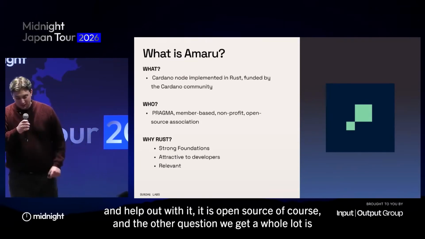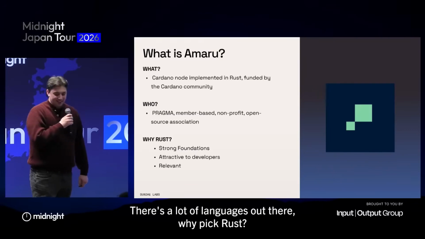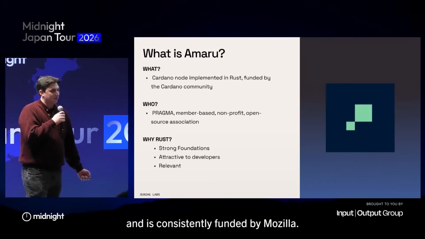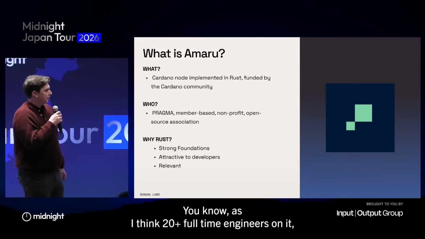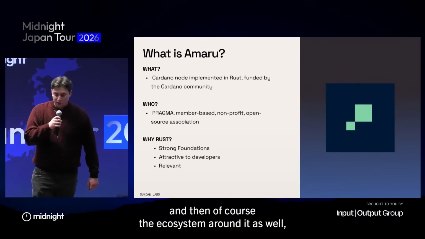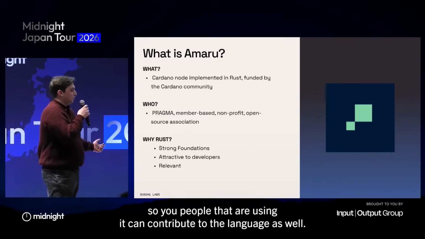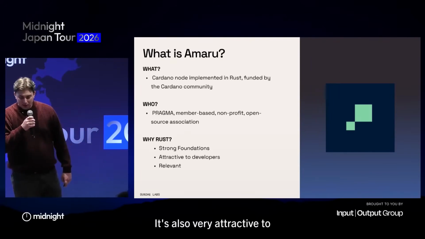And the other question we get a whole lot is, why do we choose Rust? There's a lot of languages out there. Why pick Rust? Well, it has strong foundations. It was created and is consistently funded by Mozilla. It has, I think, 20 plus full-time engineers on it, and then, of course, the ecosystem around it as well. And excitingly, it has open governance through an RFC process, so people that are using it can contribute to the language as well.